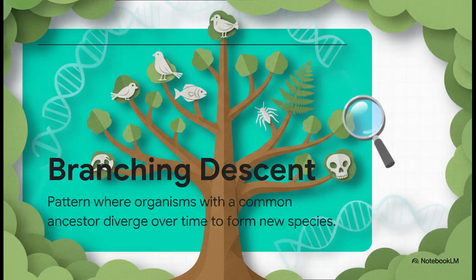Part 2. The tree of life. So once these traits are selected over incredibly long periods of time, they don't just change a single population. They begin to map out a historical lineage over millions of years. Charles Darwin introduced this core concept alongside natural selection called branching descent. It's the pattern where organisms with a common ancestor diverge over time to form completely new species. Think of it like a grand biological family tree where every single branch represents a totally new evolutionary path.